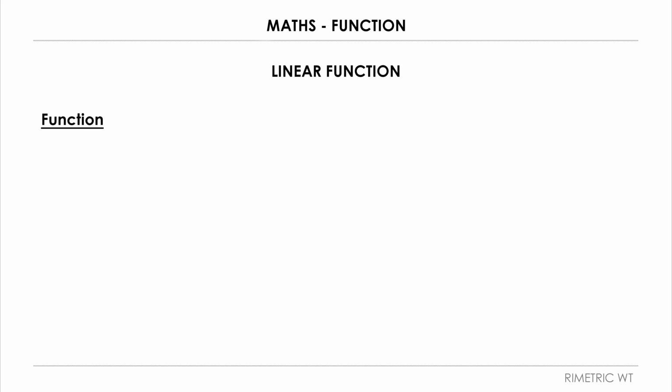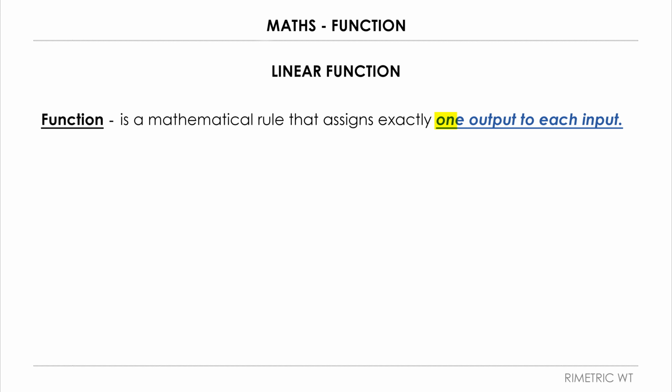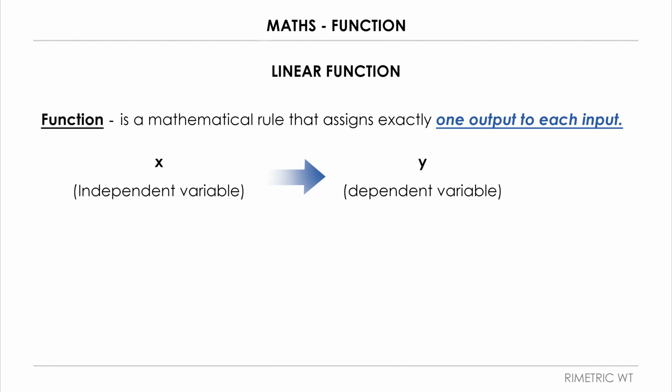A function is really just a mathematical rule that assigns exactly one output to each input. Let's think about it as a machine where you drop in an x, the input or independent variable, and it spits out a y, the output or dependent variable. The collection of all possible inputs is our domain, and all possible outputs make up our range.